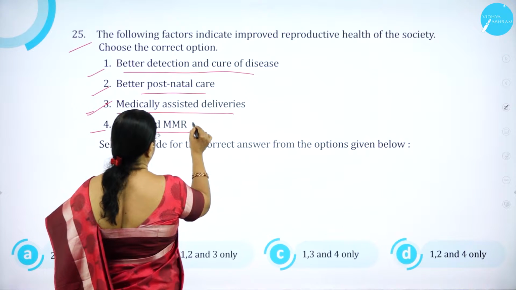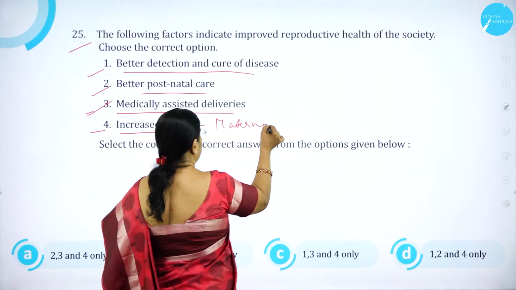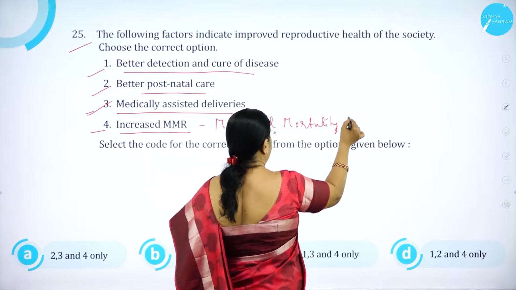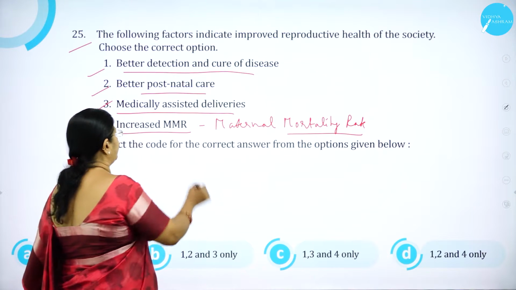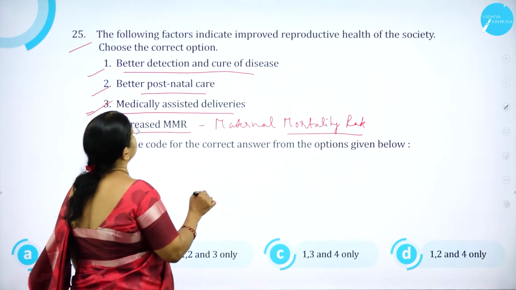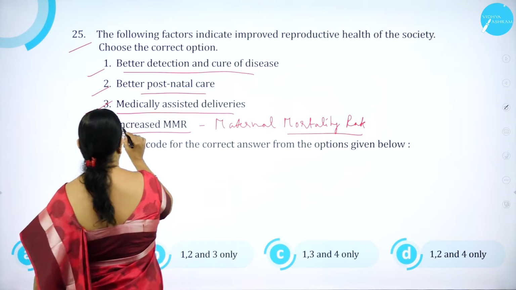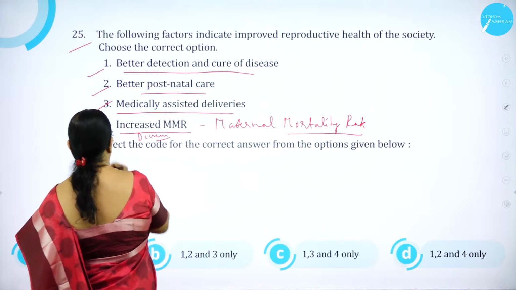Increased MMR is wrong. What is MMR? Maternal mortality rate. MMR stands for maternal mortality rate. Wrong. It decreases. So the factors which indicate improved reproductive health of the society are decreased MMR, not increased. So this is a wrong statement.